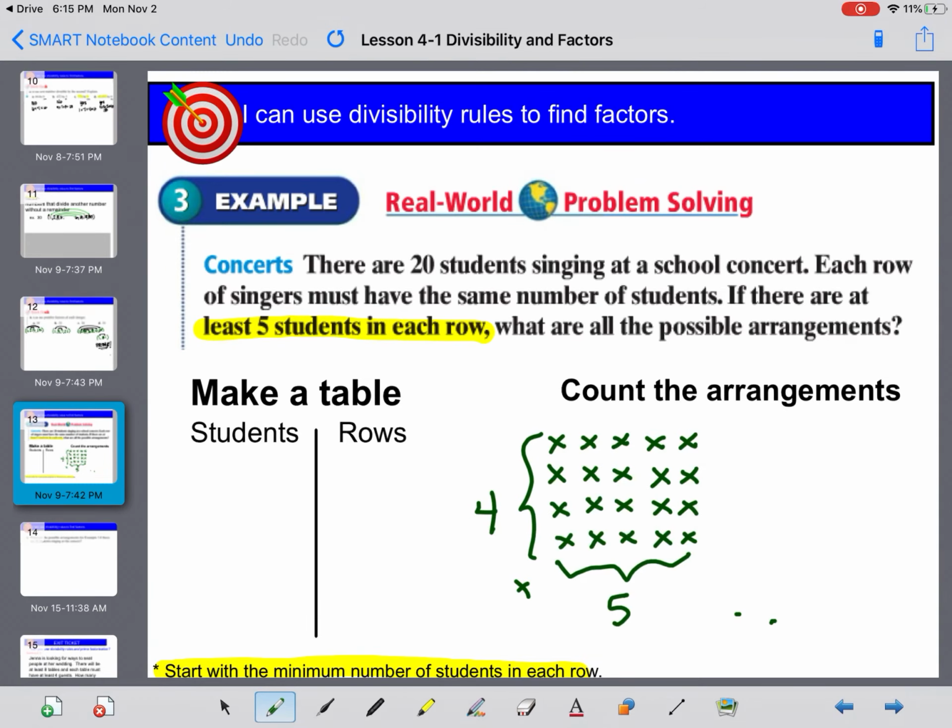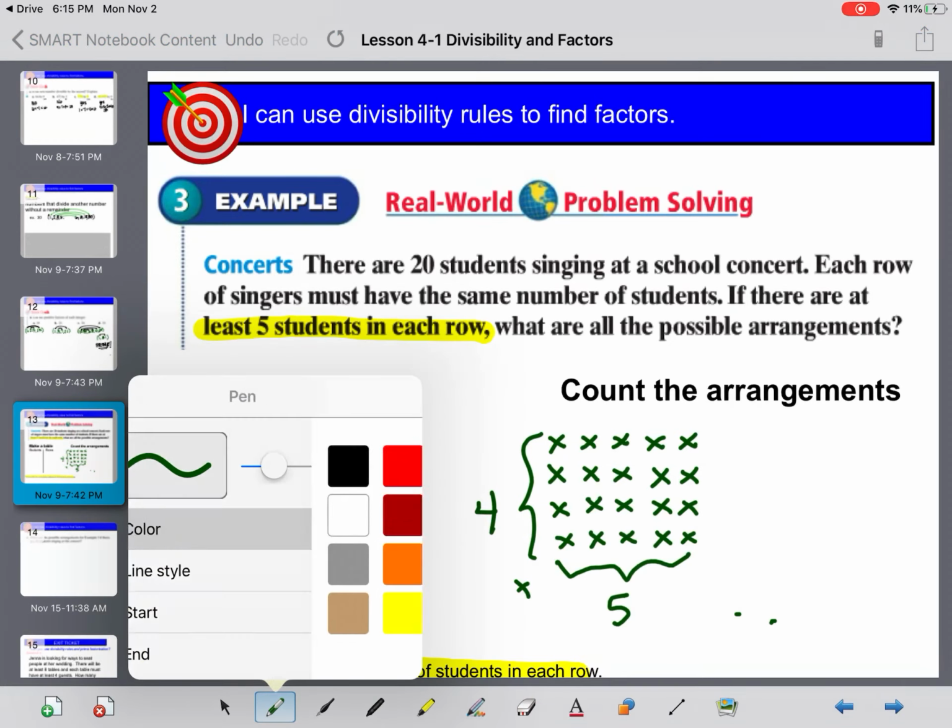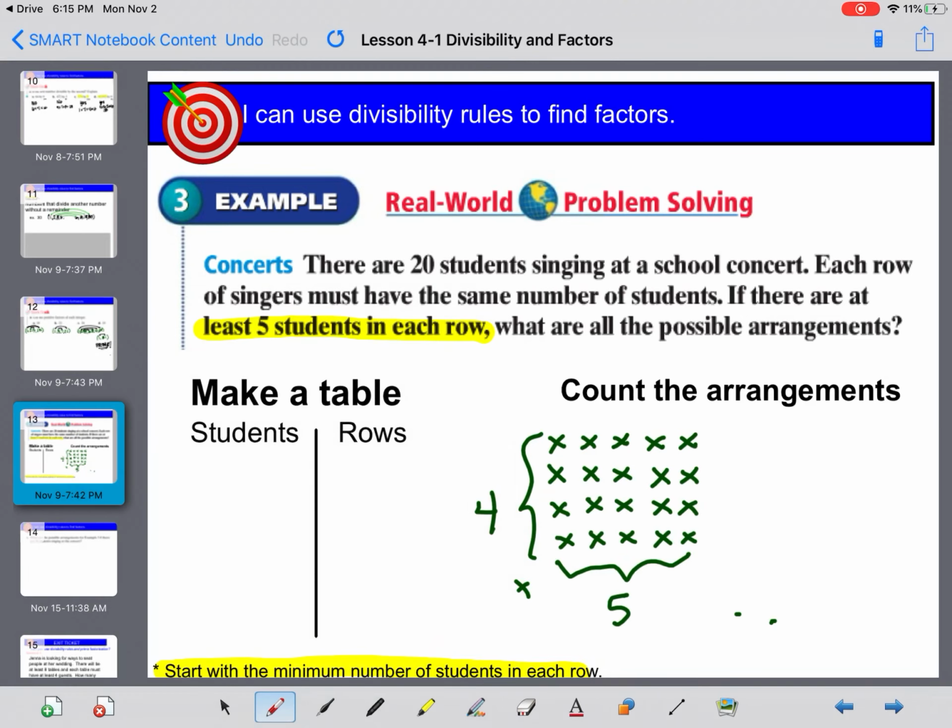So the next one, another arrangement I could think of, now it has to be at least 5 students in the row. Well, 6 doesn't go into 20, 7 doesn't, 8, 9, but 10 does. What if I had 10 students in a row? Okay, this is going to get a little tighter.